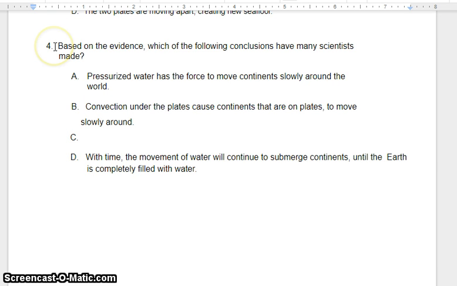Number 4. Based on the evidence, which of the following conclusions have many scientists made? A, pressurized water has the force to move continents slowly around the world. B, convection under the plates cause continents that are on plates to move slowly around. D, with time, the movement of water will continue to submerge continents until the earth is completely filled with water.